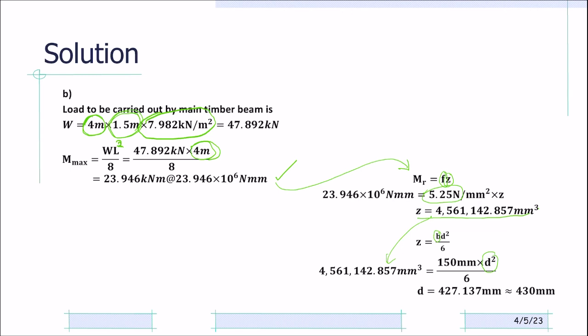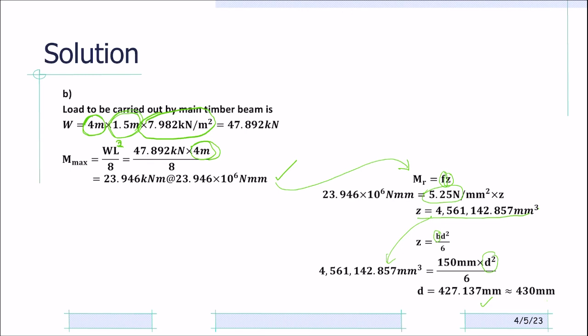Okay, so you just 4,561,142.857 times 6 and divide with 150, and you square root kan the value of D, you will get this value. Okay, so when we get this value, as what I mentioned previously, the higher the better kan. I mean, lebih besar lebih bagus. Maksudnya lebih tinggi lebih bagus, lebih lebar lebih bagus.